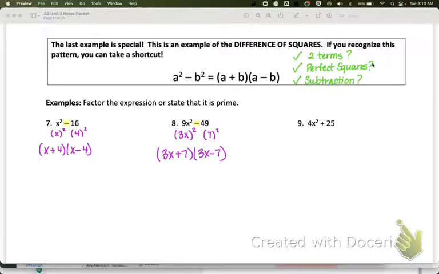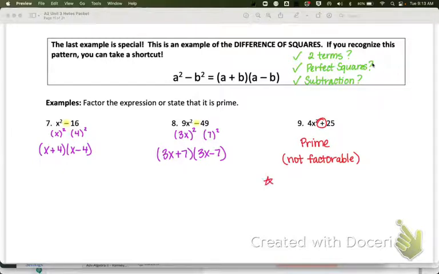Think about number 9. Does it have 2 terms? Yes. Are they both perfect squares? Yes. Is it subtraction? Big fat no. It is not subtraction. And so the answer to this question is that it is prime, which means it is not factorable. Those two words are sometimes used interchangeably. It depends on the book or the assignment or the test, how it's going to be worded. So you could use one in place of the other. Recognize both. It is not factorable.